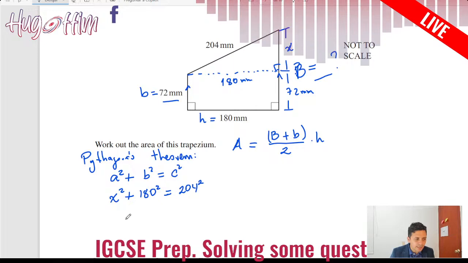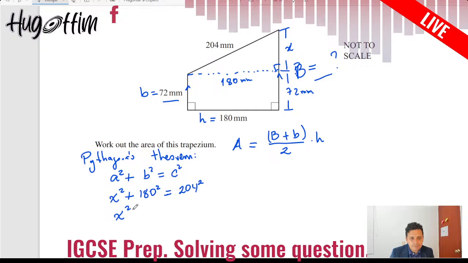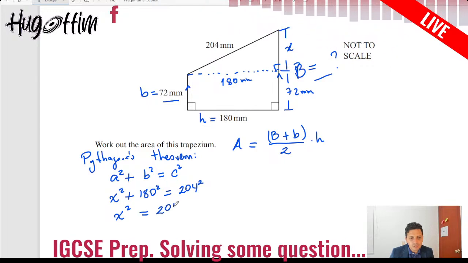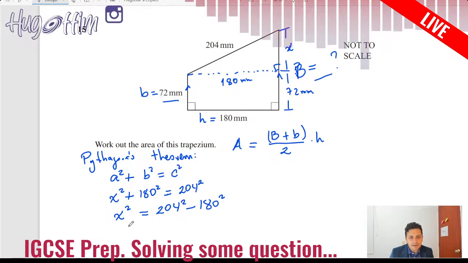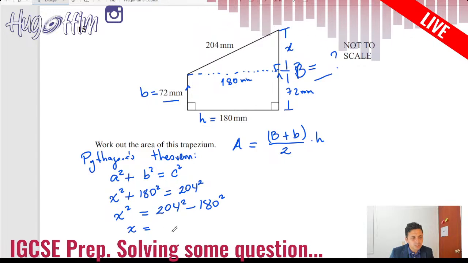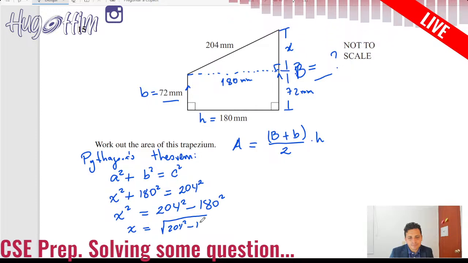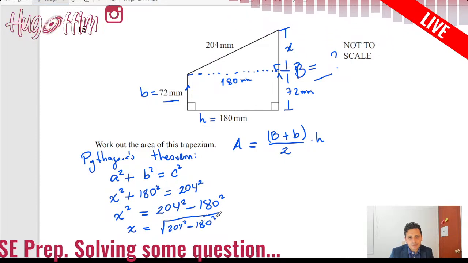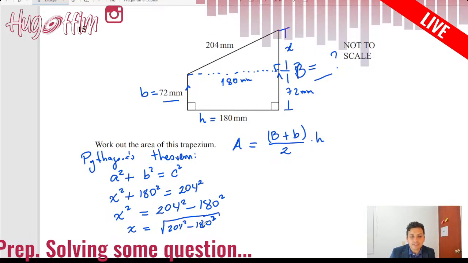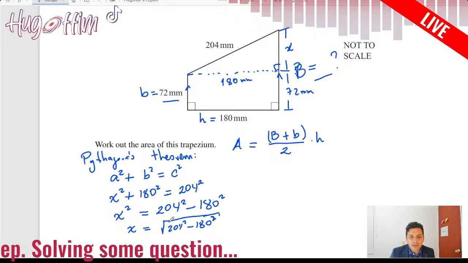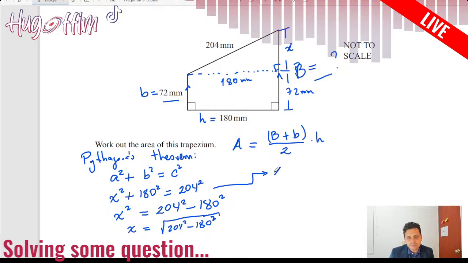So I just need to solve for x. Subtract 180 squared, so 204 squared minus 180 squared, and x is going to be just the square root of this operation here. Student: Mister, can I just operate and simplify before I work out the solution? Of course you can. You can just get the squares here.